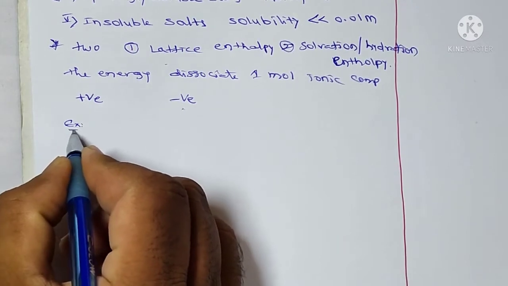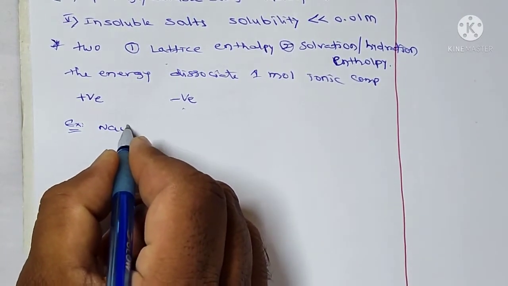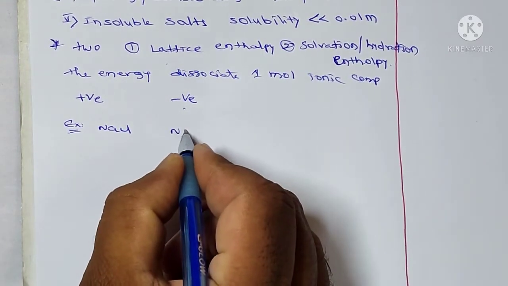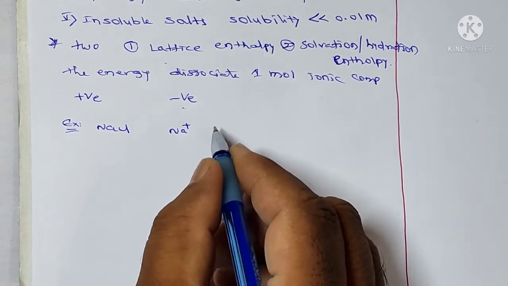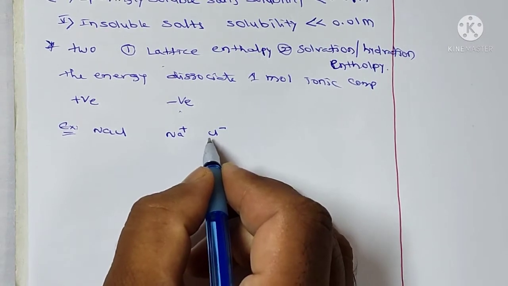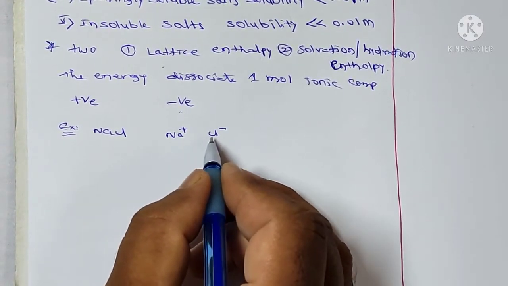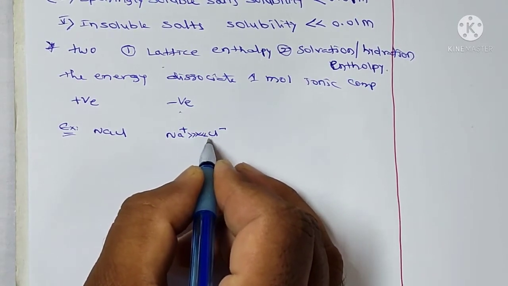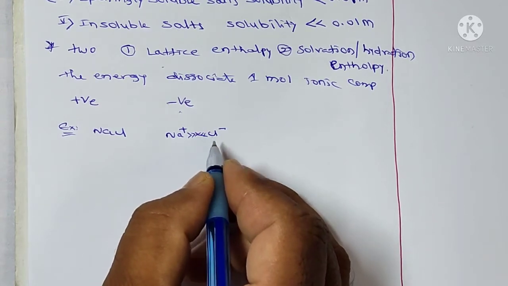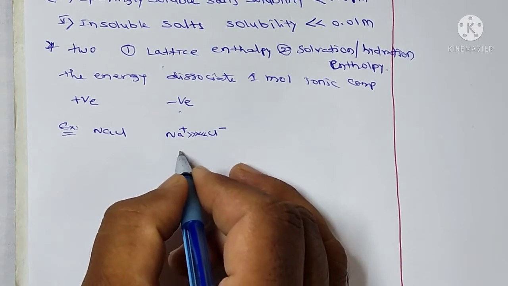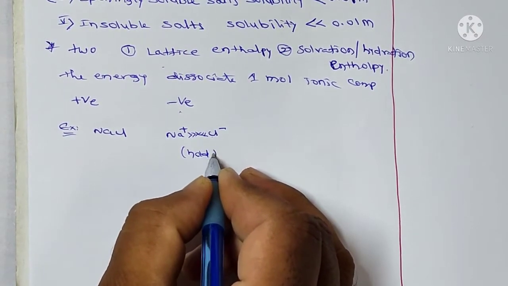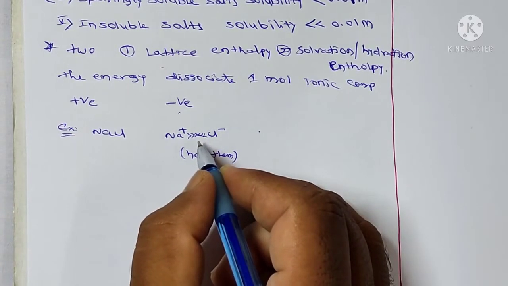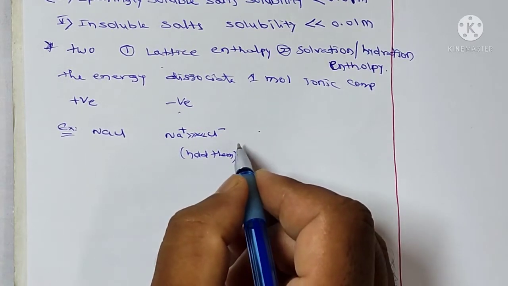Let me take one example. I'm taking NaCl salt. So there are attractive interactive forces between the positive charge of the Na plus ion and the negative charge of the Cl minus ion. And this force holds them together. So between the oppositely charged ions, there are attractive interactive forces. And the energy required to break the attractive forces and separate the ions is called lattice enthalpy.